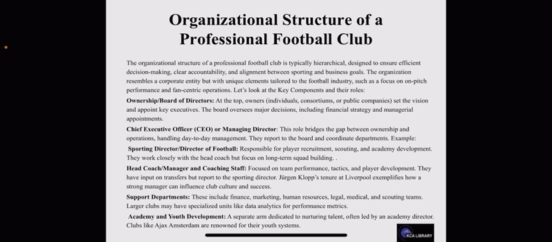So let's take a look at the key components and their roles in the structure of a professional football club. We have the ownership or board of directors. They are the top owners. They could be individuals, consortiums, or public companies. They set the vision and appoint key executives. The board oversees major decisions, including financial strategy and managerial appointments mainly.